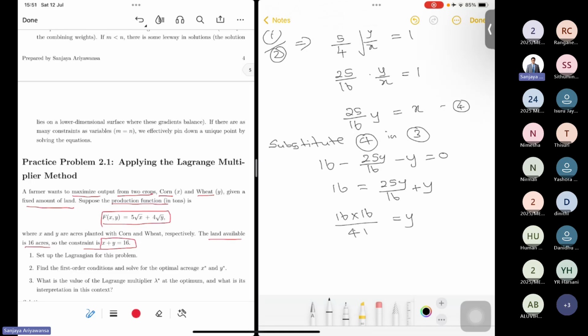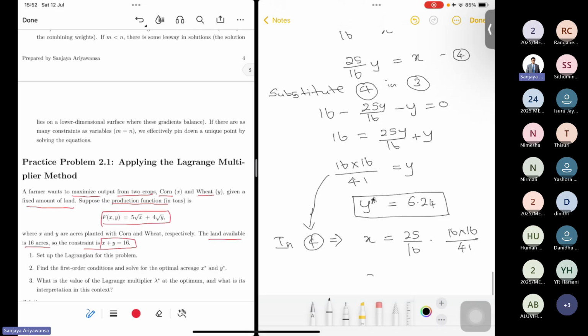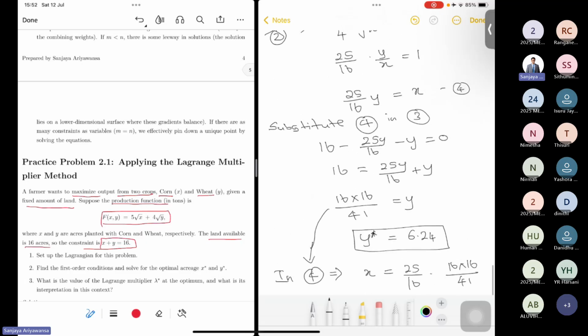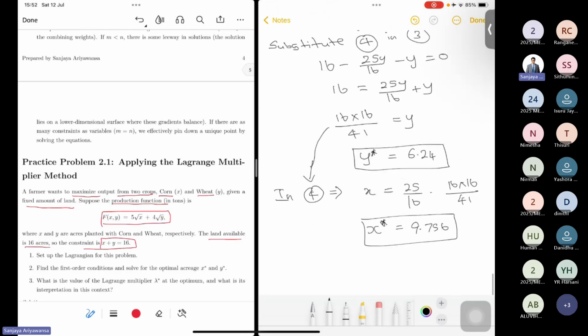From this, I should get y, let's call it y star now. Y star is around 6.24, some value like this. Using this y value in equation 4, I can get x. X is 25 over 16 times y. What is y? 16 times 16 divided by 41. So therefore, I would get x star something like 9.756. Right? So you know your x and your y. So you can use either your first equation or second equation.